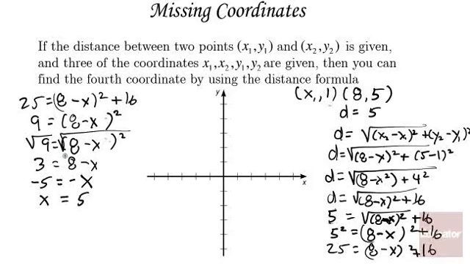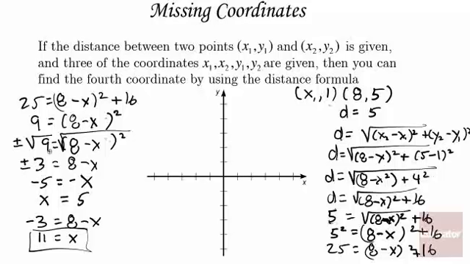Remember that when you take the square root like this, what you actually have to say is that this is plus or minus the square root of 9. So actually, what I have is plus or minus 3 equals 8 minus x. So I worked this out for positive 3, but let's go ahead and work it out for negative 3. Negative 3 equals 8 minus x. So actually, I'm going to get a second solution where x equals 11.